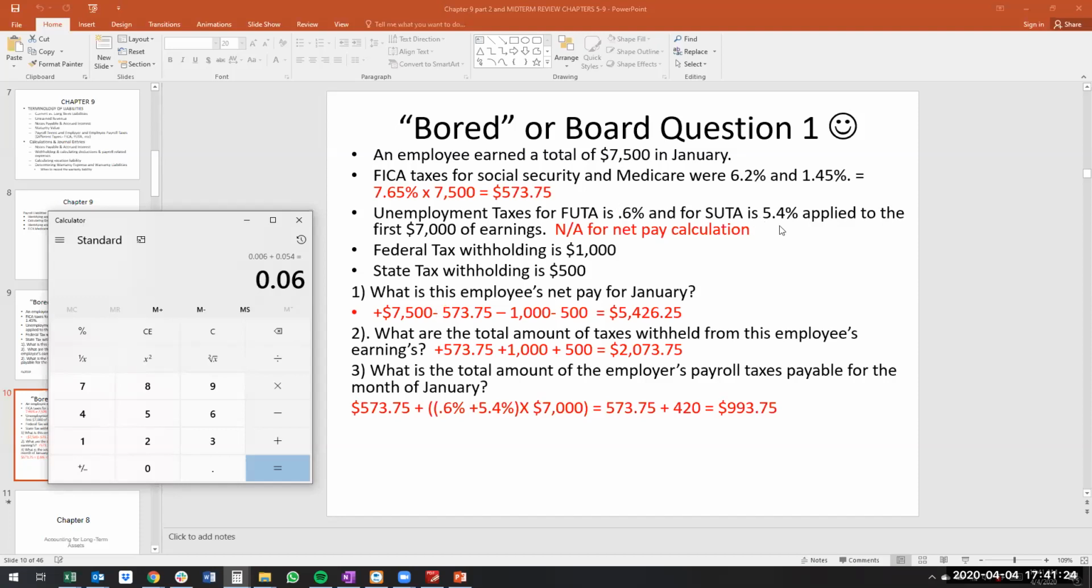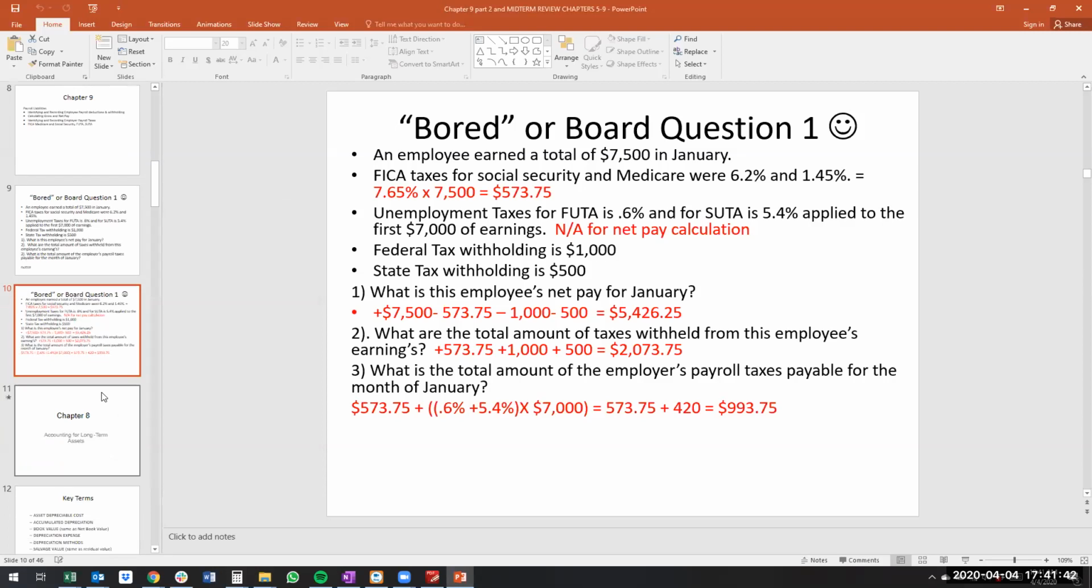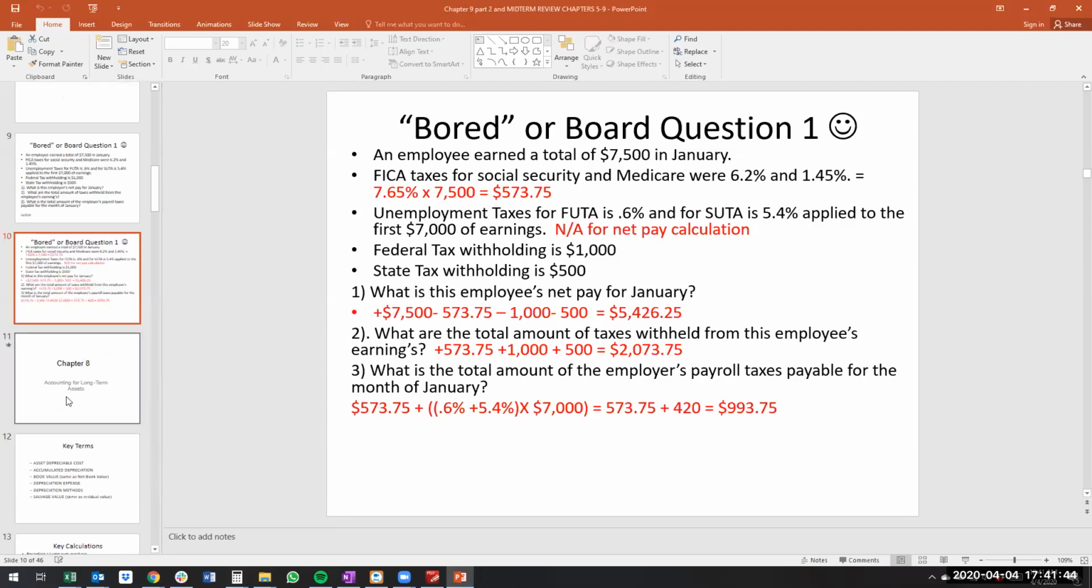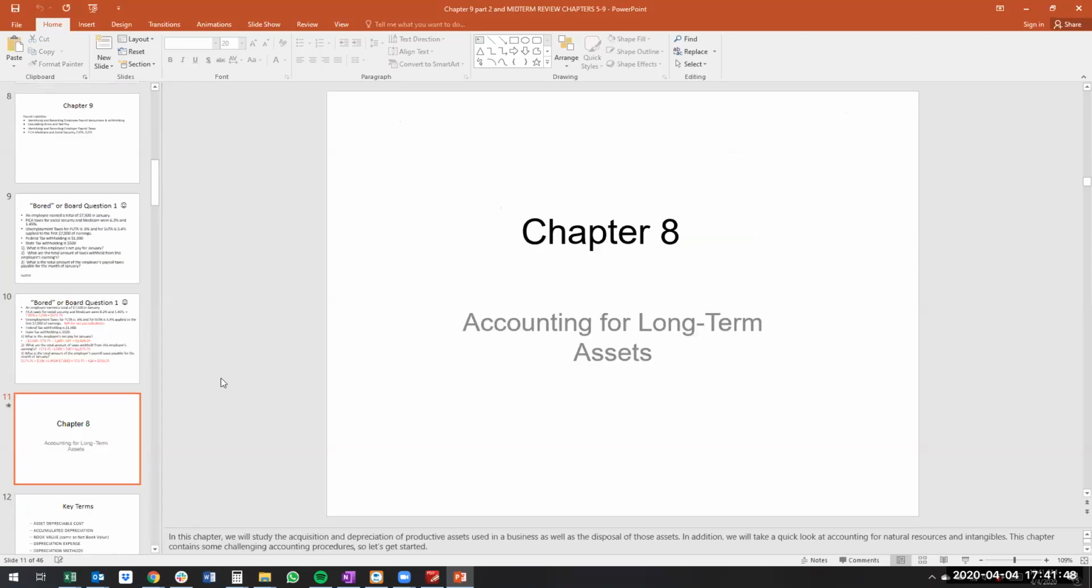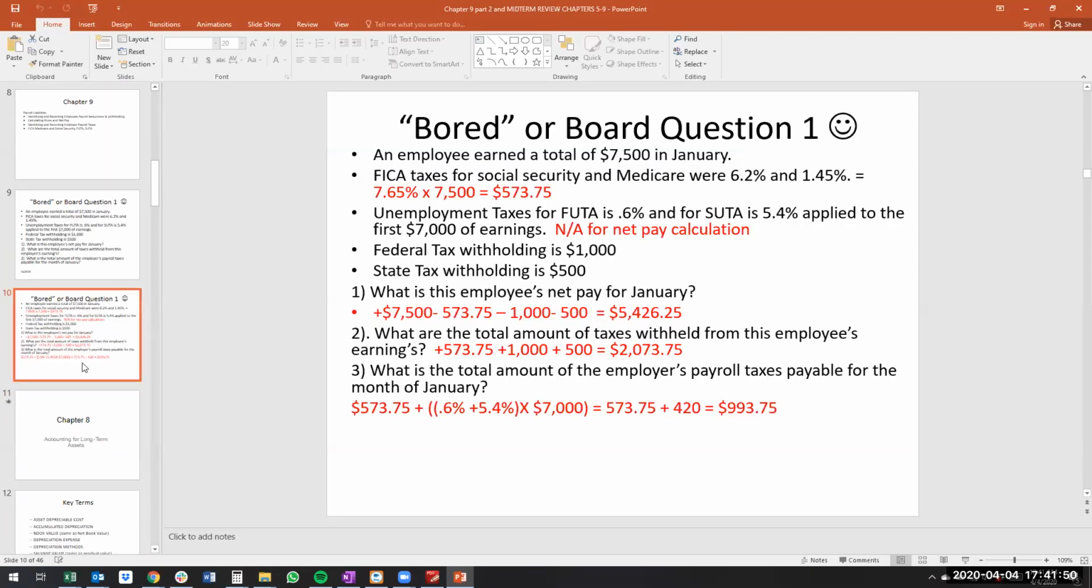0.06 and 0.054. We multiply that by the 7,000 because that's the cap, 7,000 of earnings, that's 420. We add that to our FICA and we owe 993.75 on top of our employee withholdings. So that's chapter 9, making sure you know all of that, and hopefully you're equipped now to go through the homework.